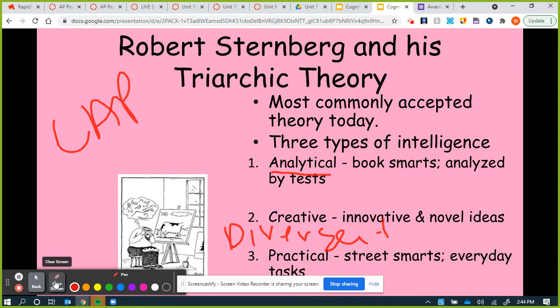My cousin has autism, but he's an excellent artist. Is that multiple intelligences? Yes, Landon, that would fall into savant syndrome.